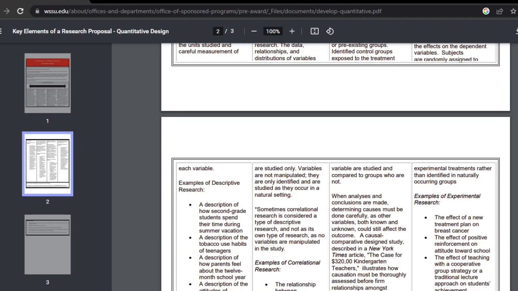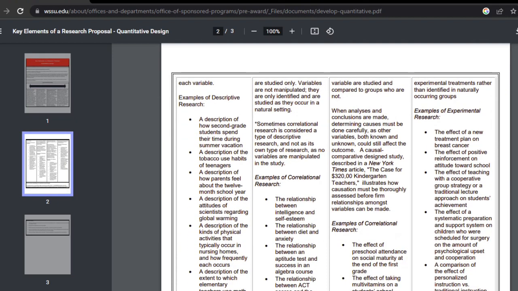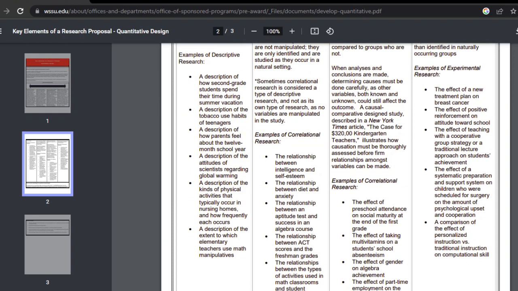Examples of descriptive research are as follows. A description of how second grade students spend their time during summer vacation. Second, a description of the tobacco use habits of teenagers. And third, a description of how parents feel about the 12-month school year, etc.